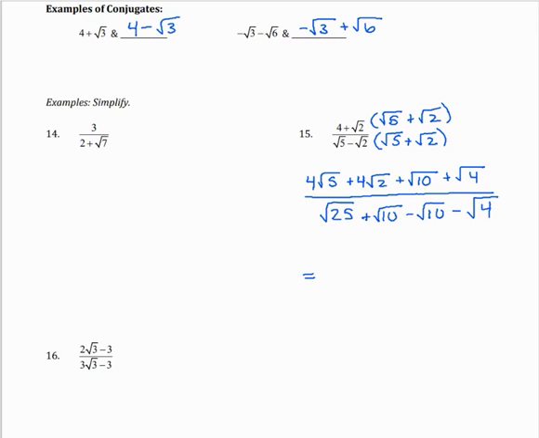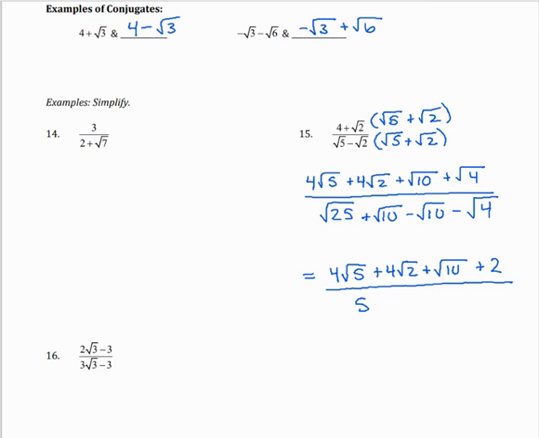So if we look in our numerator, I can't simplify 4 root 5, so that stays as is. I can't simplify 4 root 2. I can't simplify root 10. I can simplify root 4 to just be a 2. So the numerator still has some radicals, but my denominator, the square root of 25 is 5. And you may have noticed that right away.